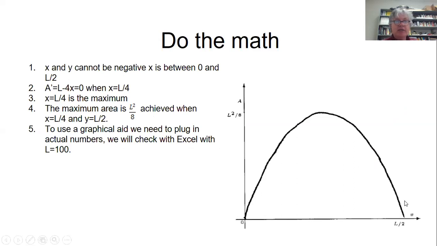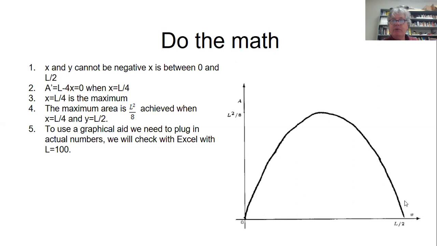For the domain, we know X and Y cannot be negative. So X has to be greater than or equal to zero, but Y also has to be greater than or equal to zero. And since Y equals L minus 2X, that means X can't be any bigger than L on 2, because if it was bigger than L on 2, then Y would be negative. Okay, so we take the derivative, that's L minus 4X, and the critical point is when X equals L on 4, and L on 4 is the maximum, and that gives us the maximum area of L squared on 8. And if X is L on 4, Y is L on 2.